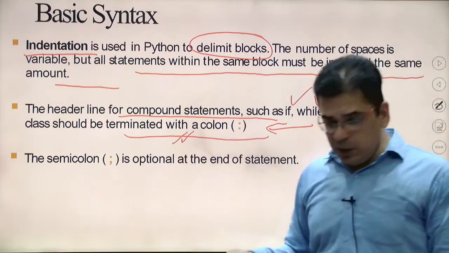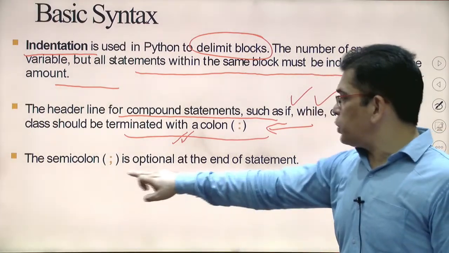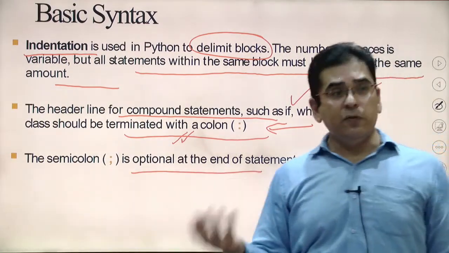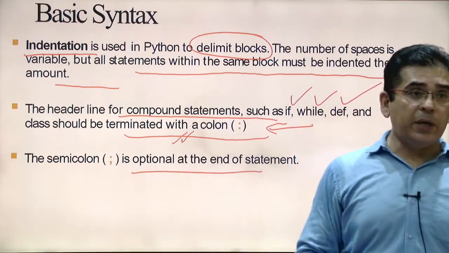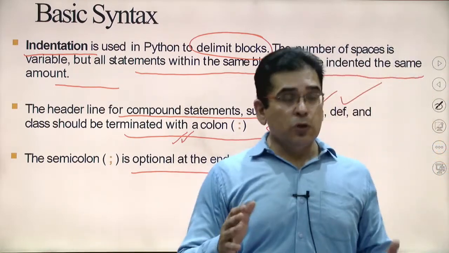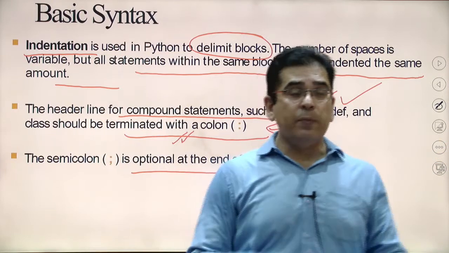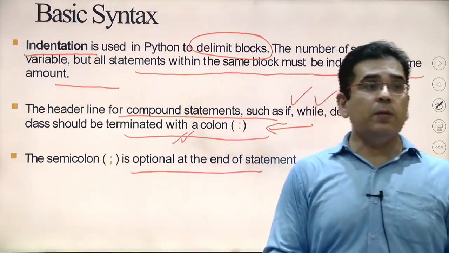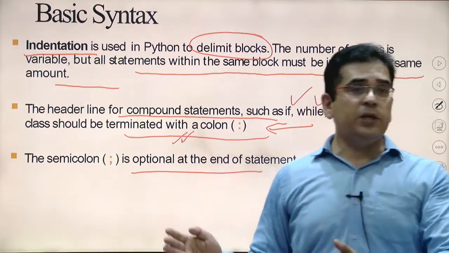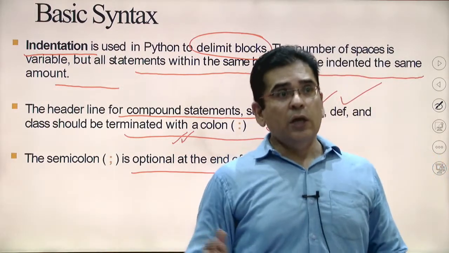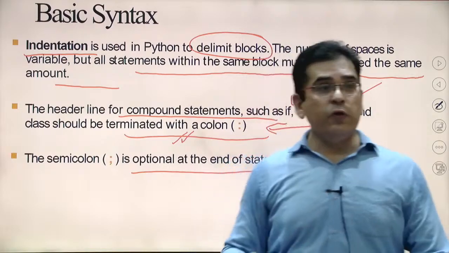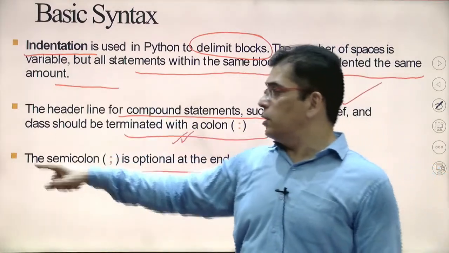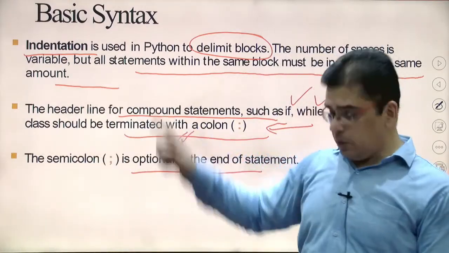And the third one is the semicolon, which is optional. You can use it at the end of the statement or you may skip it. So if you are writing a Python program, these syntax rules are required. You need to keep them in mind. If you do not indent your Python source code, then it will show an error. If you maintain indentation, then you can work with the programs.